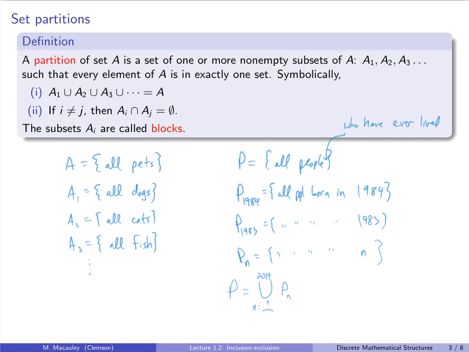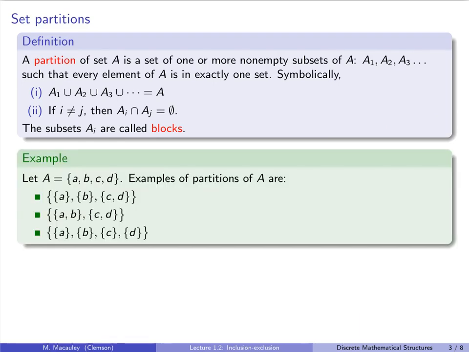Let's move on to some more abstract mathematical examples. Consider the following set A, consisting of 4 elements, lowercase a, b, c, and d. Here are some examples of partitions. The first one has 3 blocks: a set containing a, a set containing b, and the subset containing c and d. The next one has 2 blocks, the first containing a and b, and the next one containing c and d. And then the last one has 4 blocks, each of the 4 individual size 1 subsets.